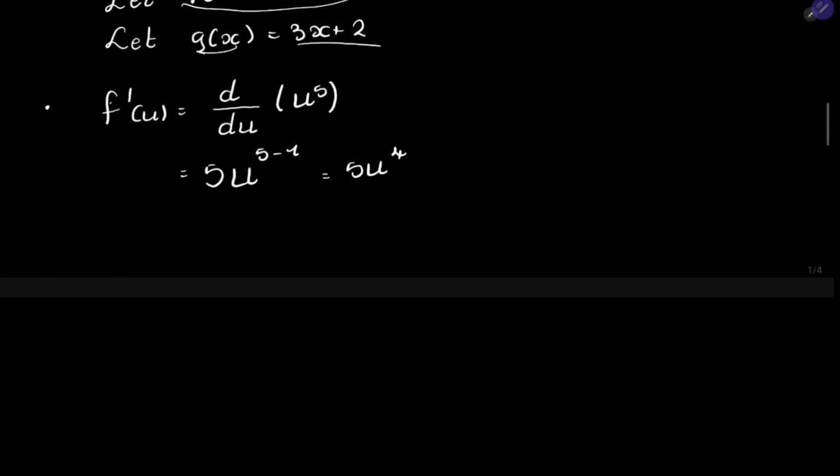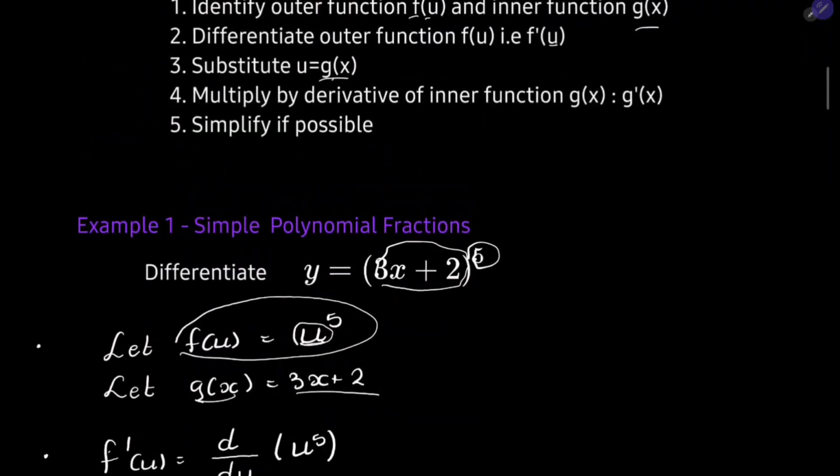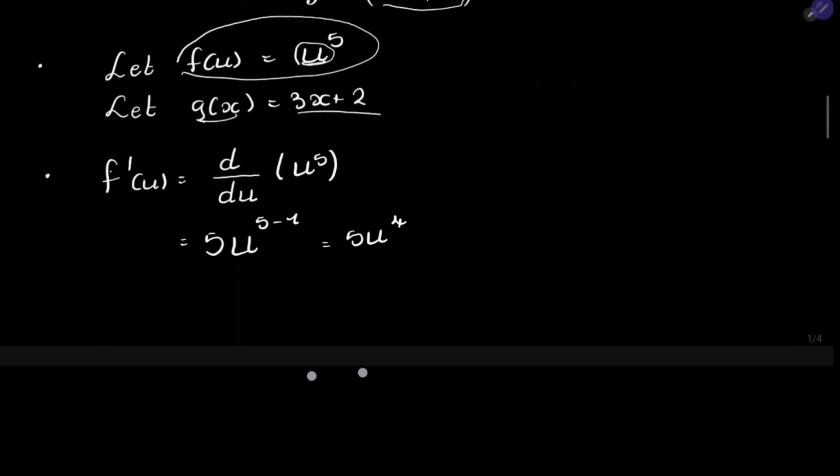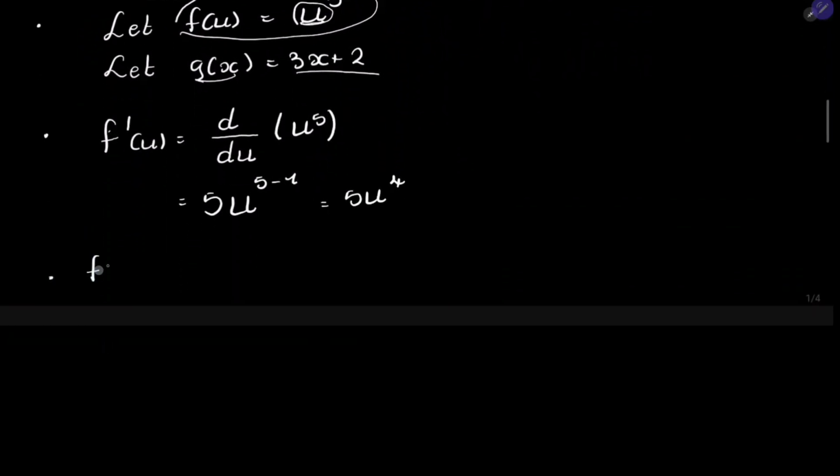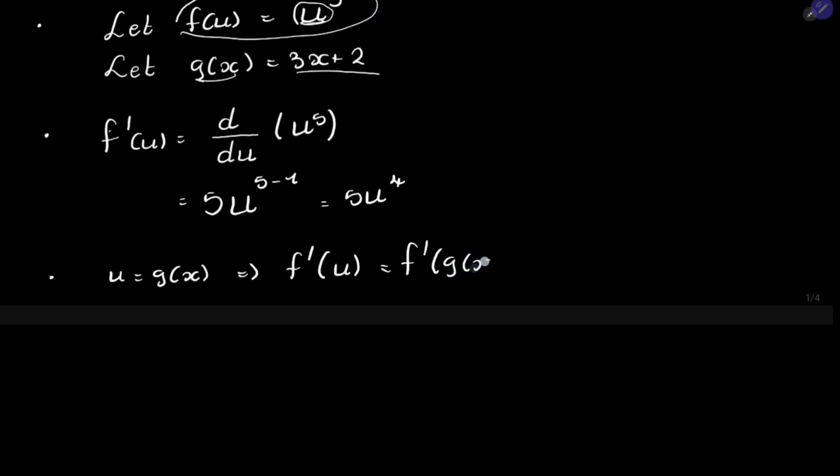Moving on to our third step, which tells us to substitute u by g of x. This implies that f prime is then going to be 5. What is u? They say substitute u by g of x. So let me write this better. u equal to g of x implies that f prime of u, which is equal to f prime of g of x, is then going to be equal to 5 times (3x plus 2) all to the 4th power.